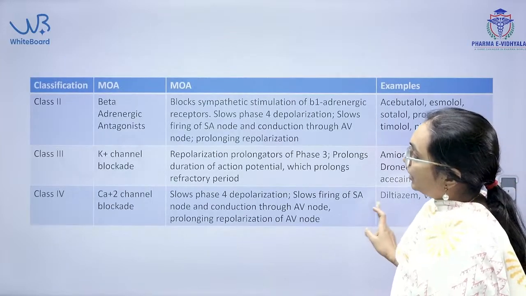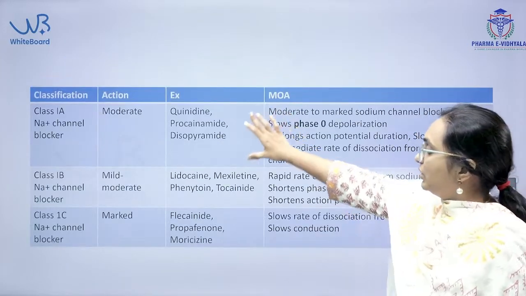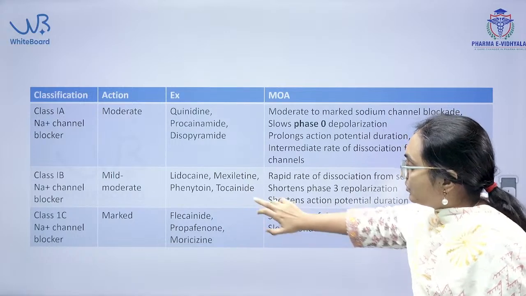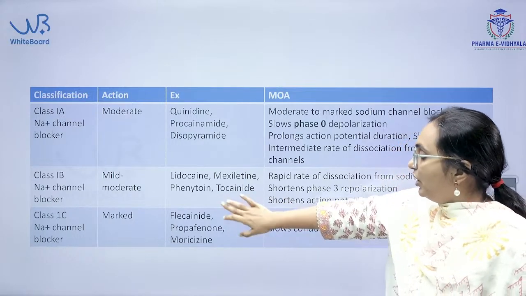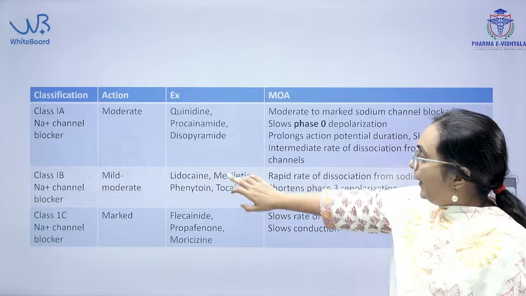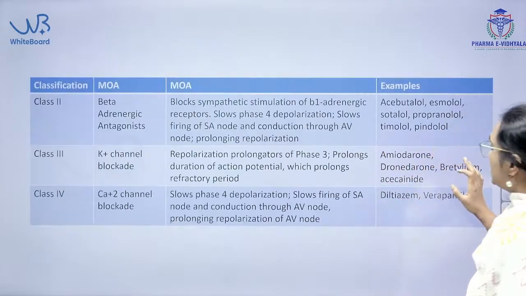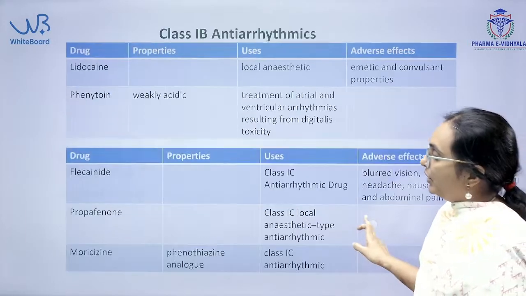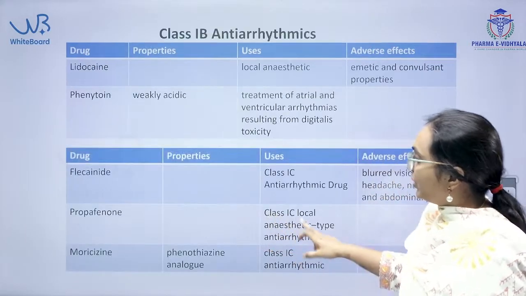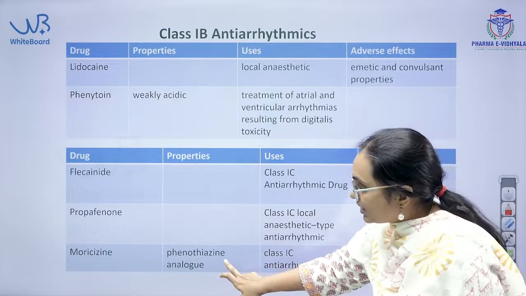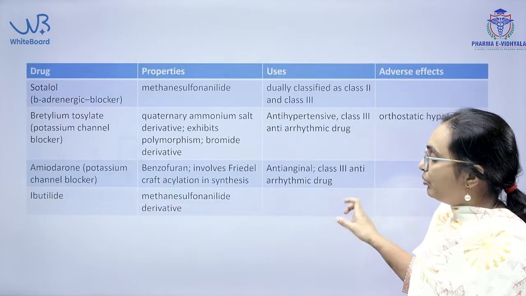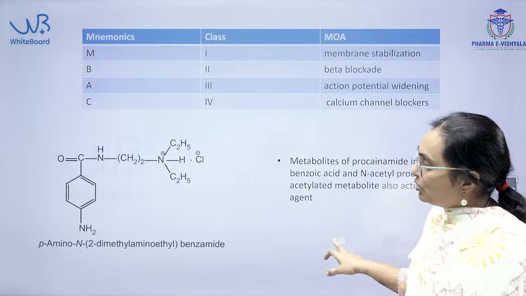And among the different drugs here, important drugs like phenytoin, tocainide, propafenone, remember these drug structures. For the rest, the important nucleus that is present, I have given. See, moricizine has phenothiazine. Remember that important nucleus chemistry-wise.